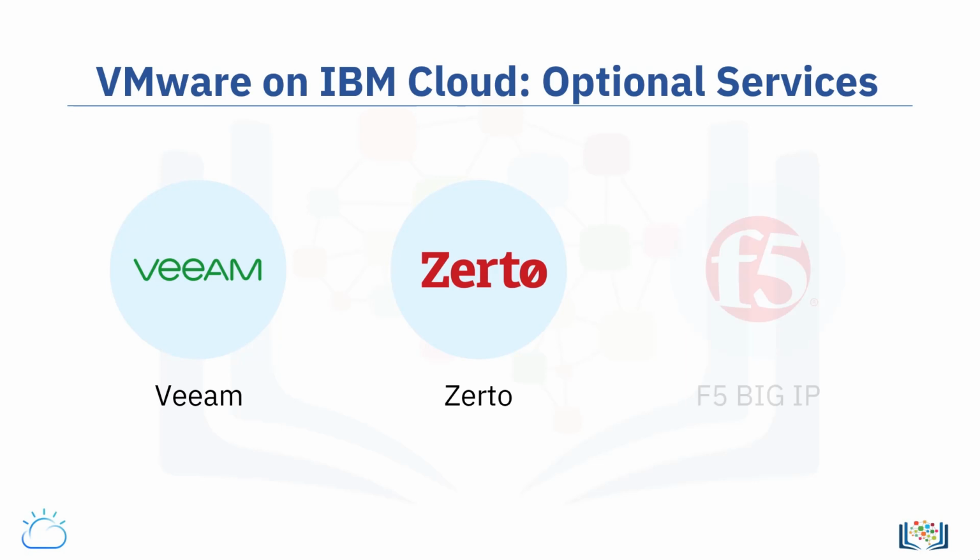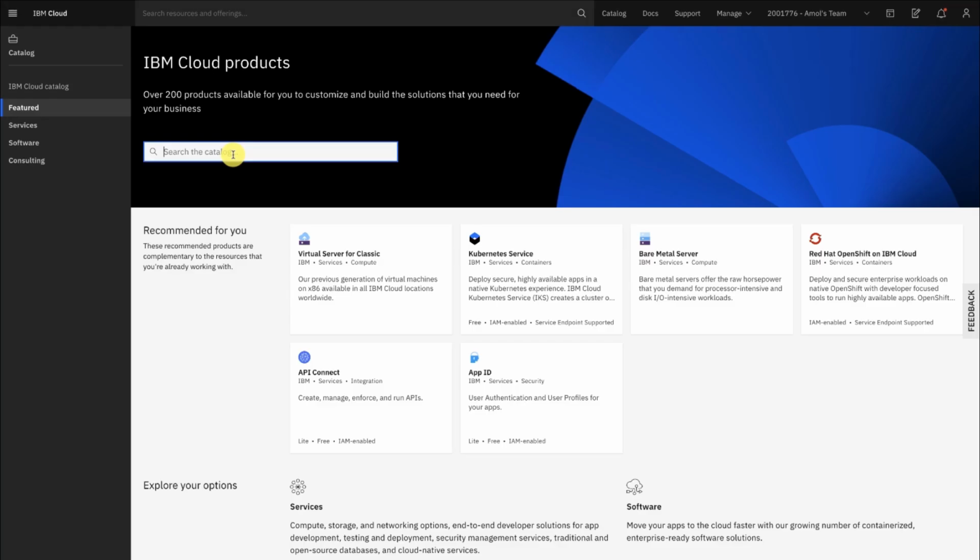And lastly, we have the F5 Big IP suite of products. These help in networking and security related tools for your VMware solution. It covers things like load balancing, firewalls, DNS, and more. Up next, we have a quick demonstration of how to configure a VMware solution on IBM Cloud.